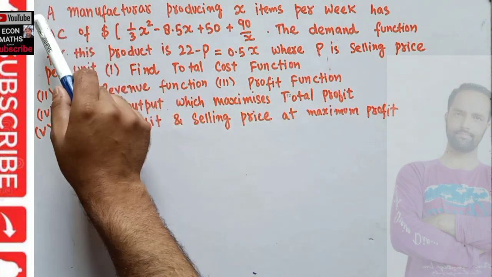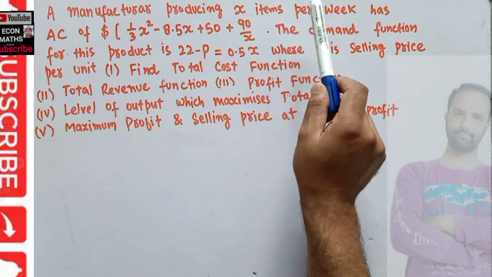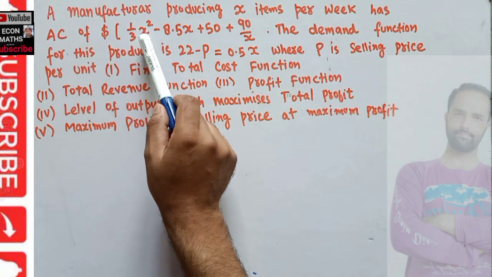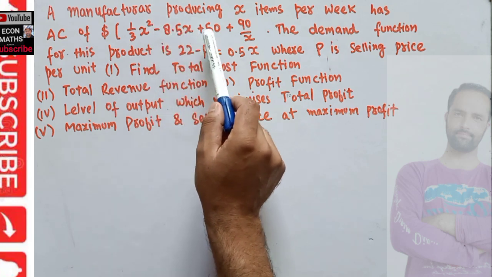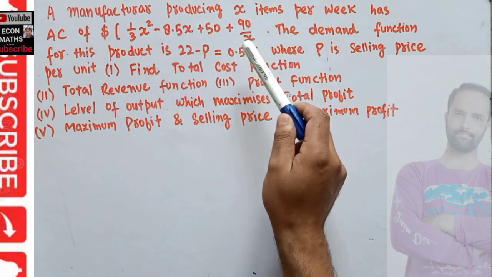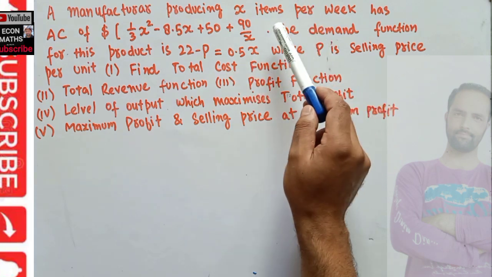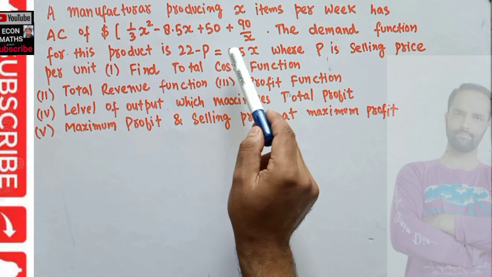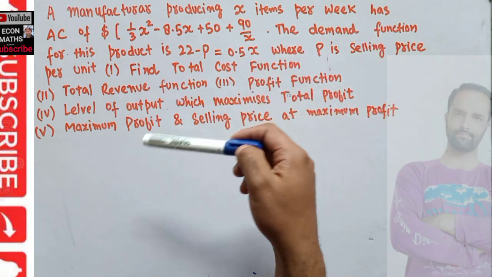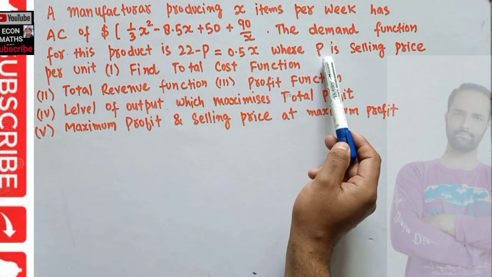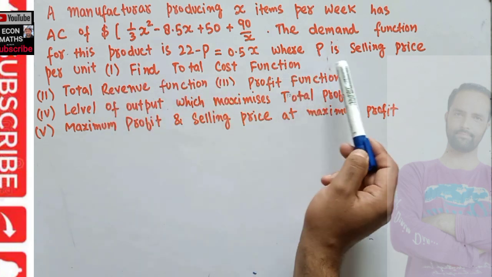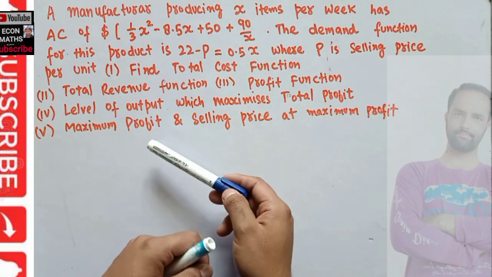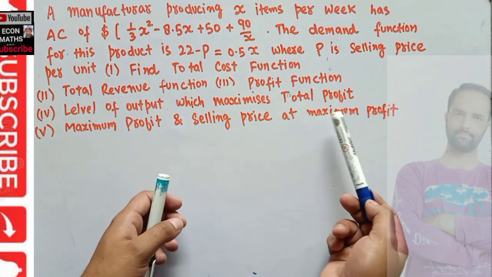The question is, a manufacturer producing x items per week has this average cost function, that is 1/3 x square minus 8.5x plus 50 plus 90 upon x. x denotes the output. The demand function for this product is also given as 22 minus p is equal to 0.5x. p denotes the selling price. We have to find out the total cost function, total revenue function, profit function, level of output which maximizes the total profit, and the maximum profit and selling price at maximum profit.